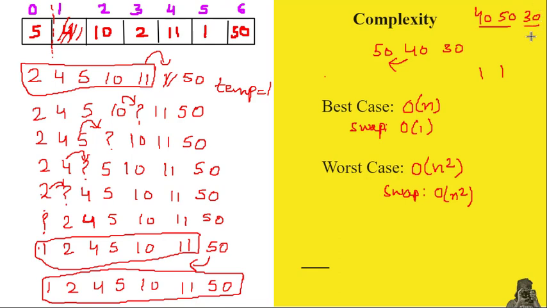So next we are moving to 30. So again we have to do the comparison. So one comparison is done, again a second comparison will be done because in this case 50 is greater than 30 and 40 is also greater than 30. So two comparisons are done and two swappings are done because firstly 50 will be shifted to this location and 40 will be shifted to this location and then 30 will be inserted.